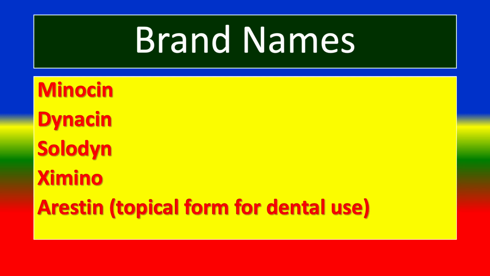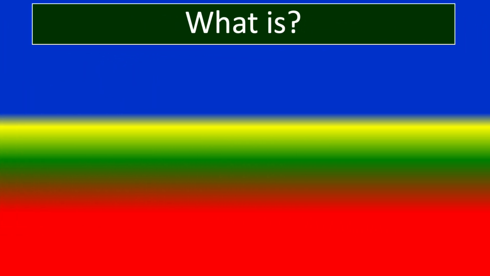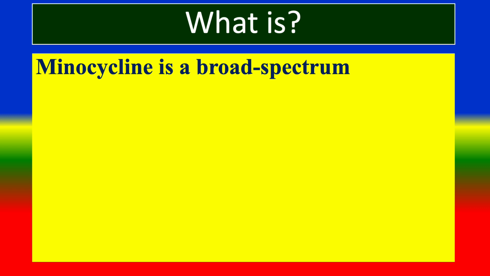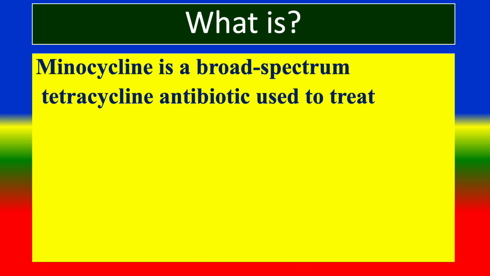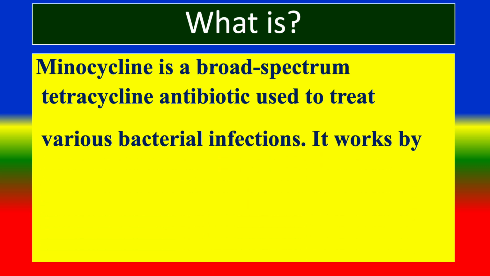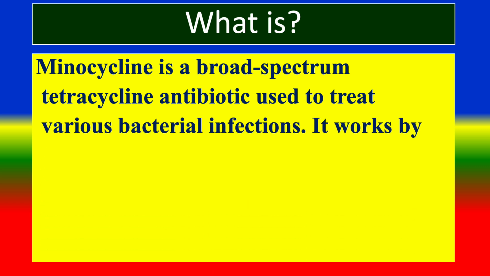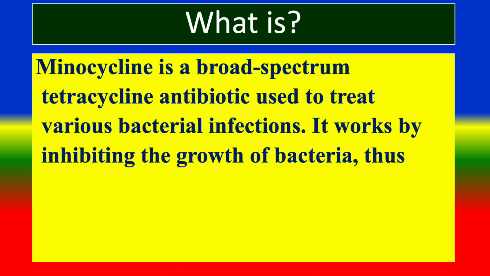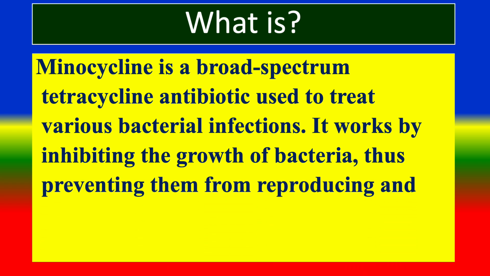What is minocycline? It is a broad spectrum tetracycline antibiotic used to treat various bacterial infections. It works by inhibiting the growth of bacteria, thus preventing them from reproducing and spreading.